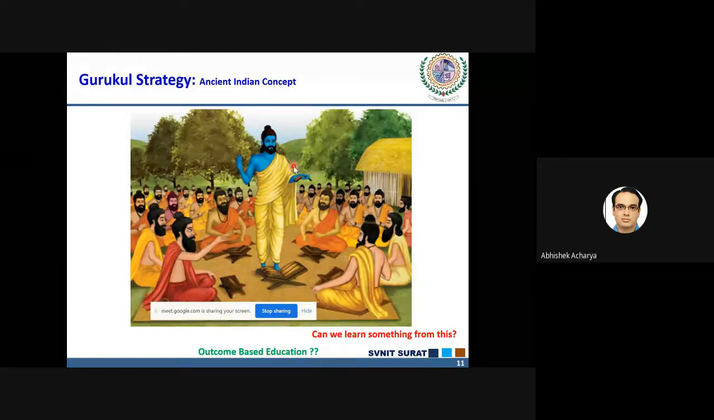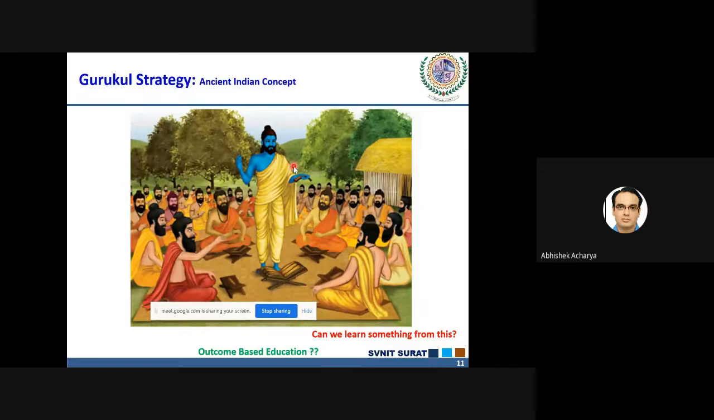I'll quote it later on also, because this kind of problem is normally faced in classrooms. Whenever a teacher teaches, a student gets distracted. So what is the cause of the distraction? That can be analyzed with the help of design thinking. So how efficiently design thinking was taken into account by Dronacharya at that moment of time. Can we learn something from him? And that was actually outcome-based education.